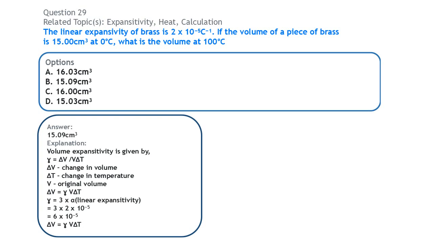All right. The formula for volume expansivity, gamma, is equal to the change in volume divided by the original volume times the change in temperature. The first thing we need to do is calculate the change in volume. The original volume is 15 cm³. If the change in the volume is, let's say, 1 cm³, then the new volume is going to be the original volume plus that one.